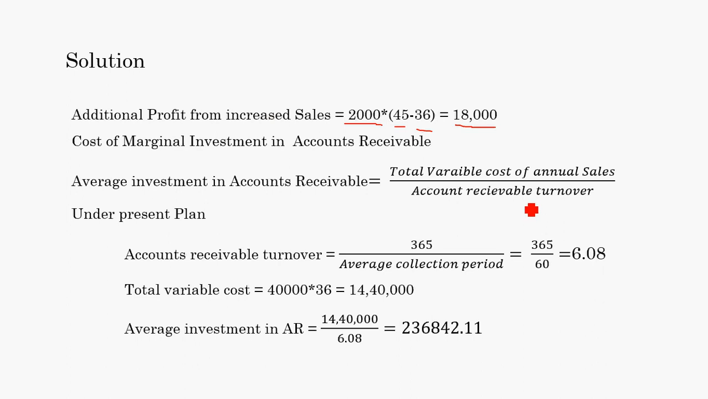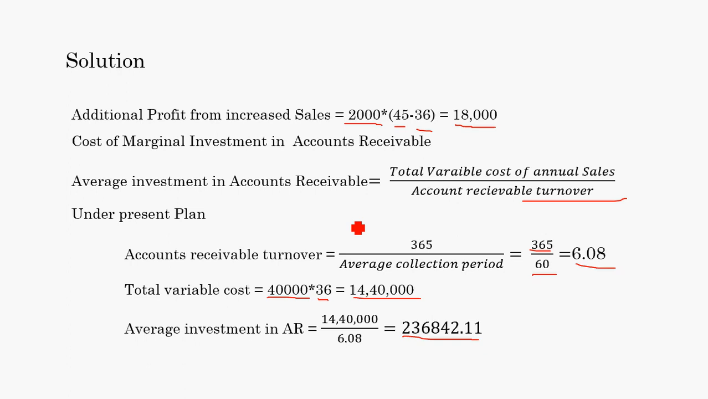Now let's calculate the marginal investment in your account receivable. This is the formula to calculate the investment in account receivable. The account receivable turnover under the present plan is 365 divided by 60, which is 6.08. The total variable cost would be 40,000 units into the variable cost per unit, which is 14 lakhs 40,000. So the average investment in account receivable is 2,36,842.11 under the present plan.